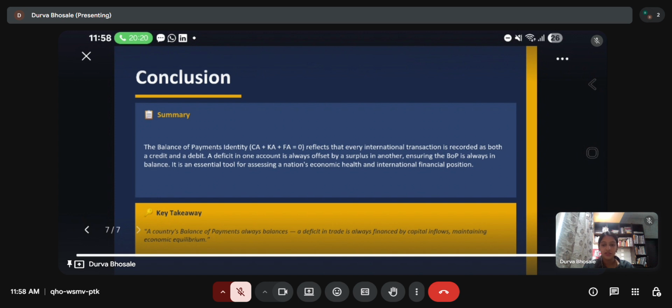Summarizing this presentation, the balance of payments identity is that current account plus capital account plus financial account must equal to 0 when it satisfies the identity. It reflects that every credit should have a subsequent debit. A balance of payment of a country always balances. It is an essential tool for assessing a nation's economic health and its foreign financial standing.